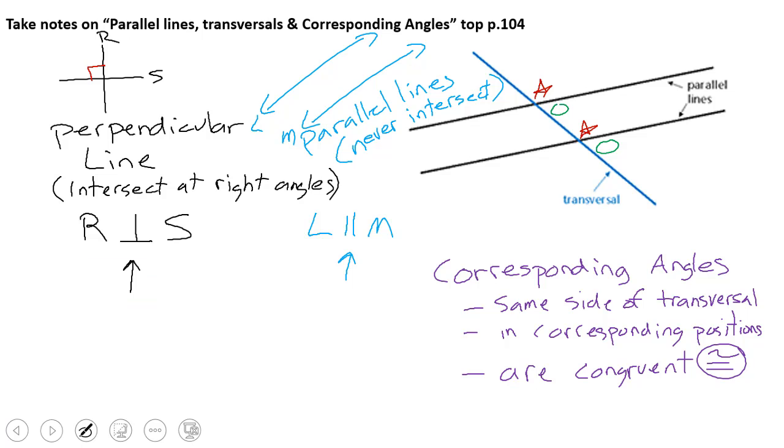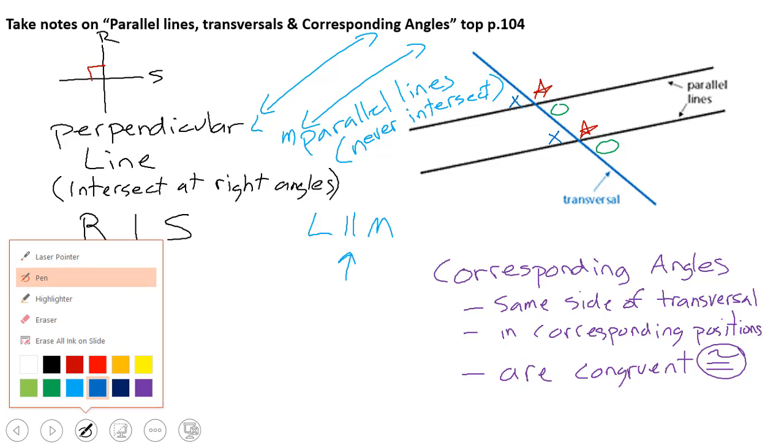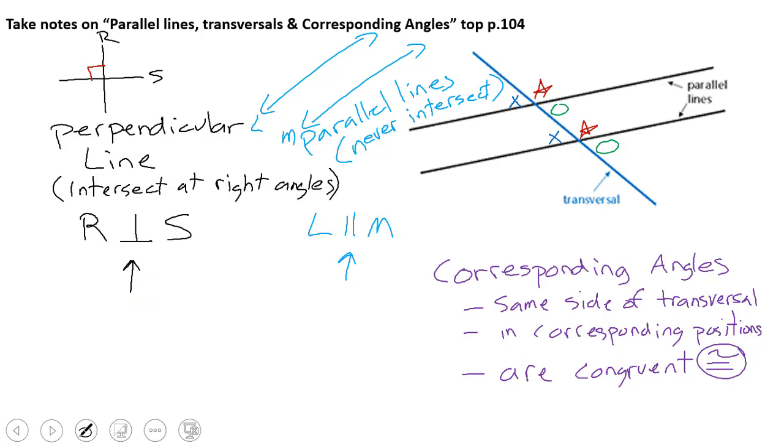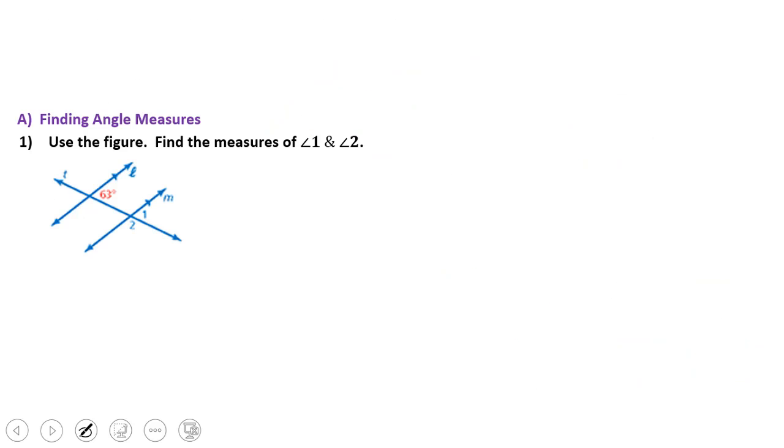And then you have, let's go with an X right here. Those two angles, they are corresponding, and naturally, you have the last one. Use a check mark on this one. These two angles are corresponding. If corresponding angles exist, you know they are congruent. So now we're going to use what we know about corresponding angles to help find some angle measures. Ladies and gentlemen, finding angle measures. Using the figure below, find the measure of angle 1 and 2.